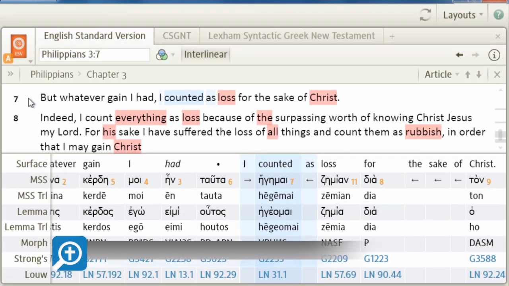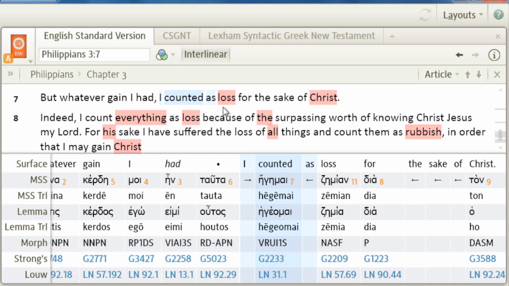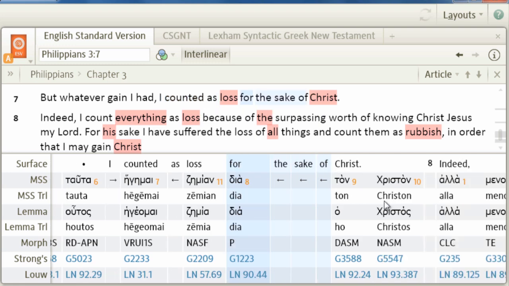Philippians 3:7 in the ESV reads, "But whatever gain I had, I counted as loss for the sake of Christ." Right away you might think that perhaps the words loss in English and the words Christ function as the objects, since they're both highlighted in red. Now remember, the words in the accusative case need to be related to the verb. The phrase ton Christon, this noun phrase, is actually tied to this preposition, dia, which forms a prepositional phrase, which is unrelated to the verb hegemai, which is translated counted.